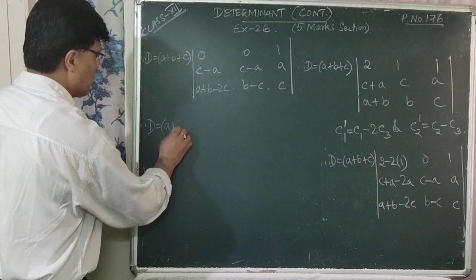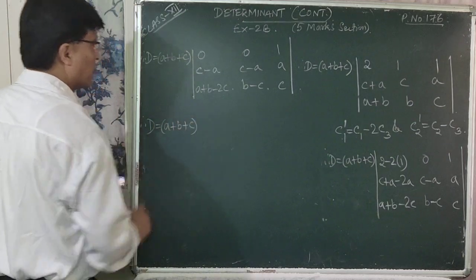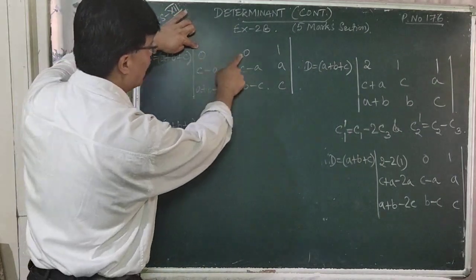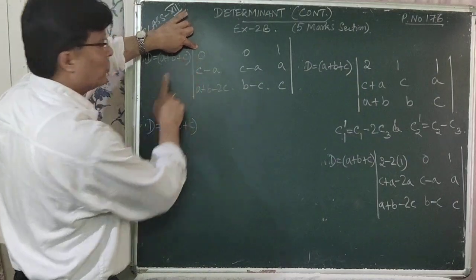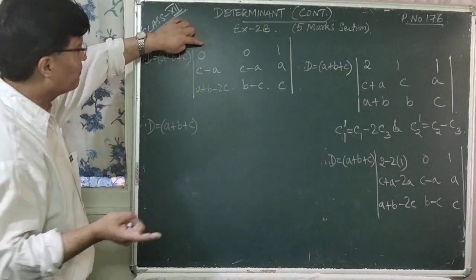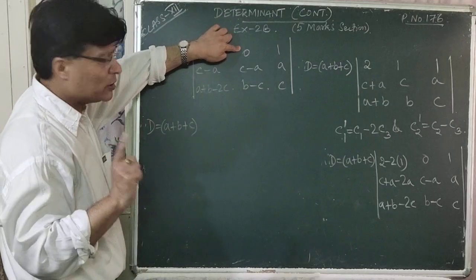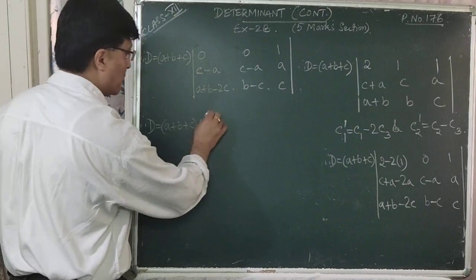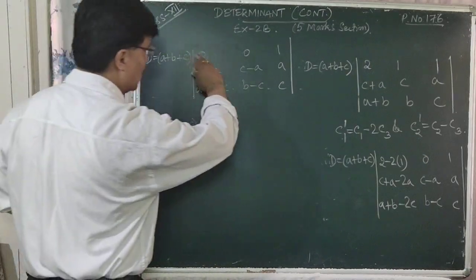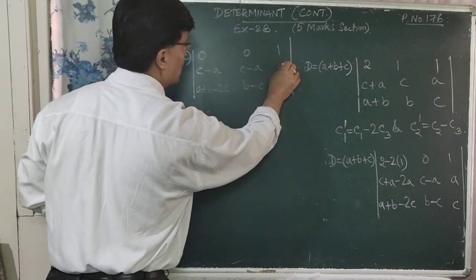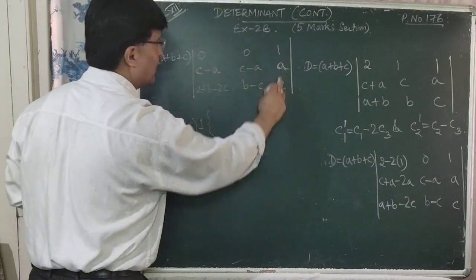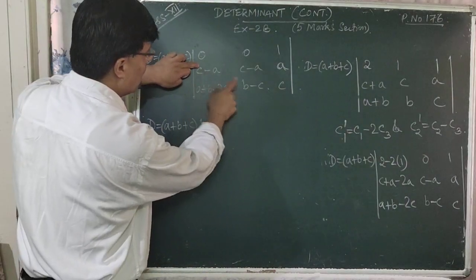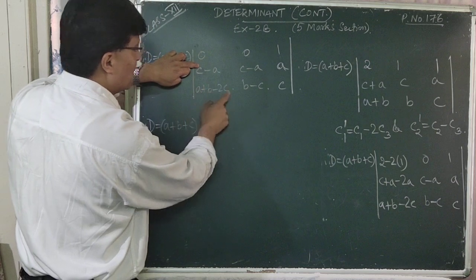So D is equal to A plus B plus C. Okay? So now expand it with respect to the first row. Plus minus plus is there. So plus 0, you don't have to write it. 0 into any number is always 0. Then minus 0 also, you don't have to write it. But you have to write 1. Plus 1. Now within second bracket, delete the row and the column through the element 1. That is first row and third column are deleted. So it remains C minus A, B minus C and C minus A, A plus B minus 2C.